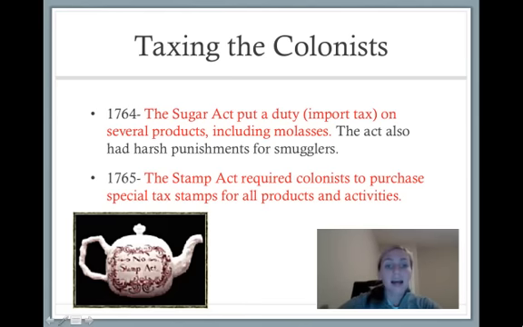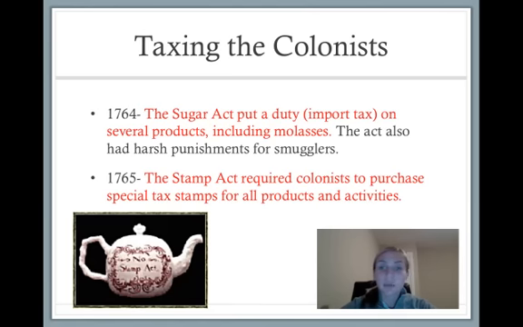So what are some of these acts? Beginning in 1764, they placed a Sugar Act that put a duty on several products, including molasses. Molasses is like a sugary substance. A duty is an import tax.